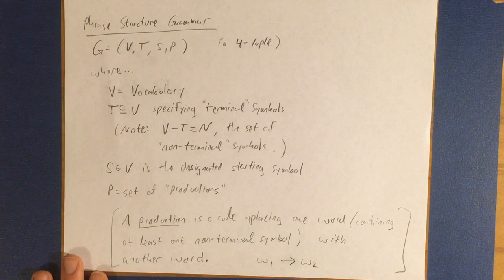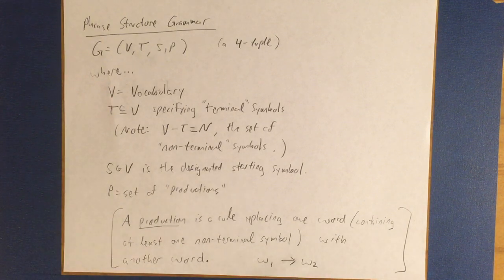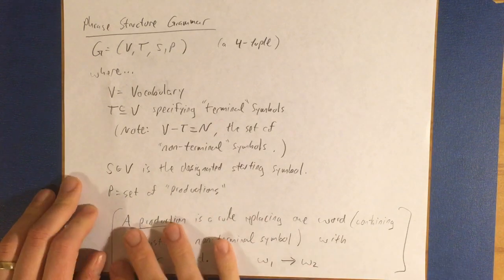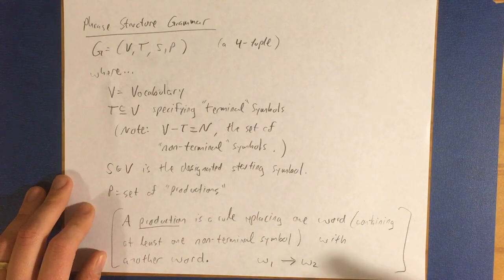And the one rule that it has to satisfy is that the word that gets replaced, the starting word, has to contain at least one non-terminal symbol. Which means that if you eventually perform a production which results in a string of only terminal symbols, then you can't do any more productions, and therefore you stop and you're done. And then that string that you end up with would be called an element of the language. So these productions basically are the rules that we follow to generate sentences.